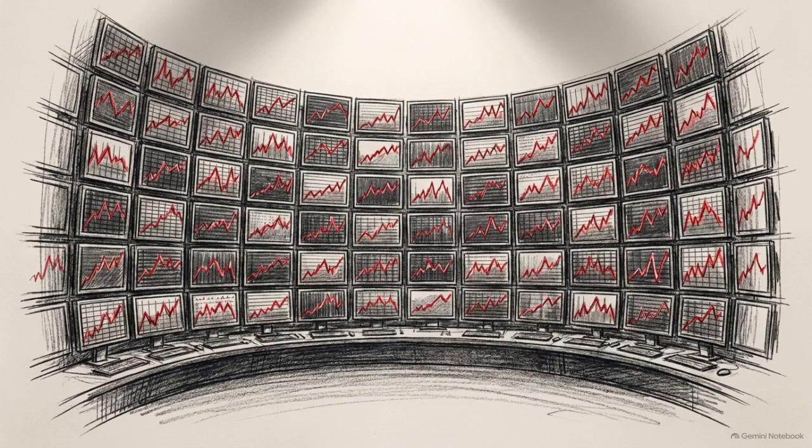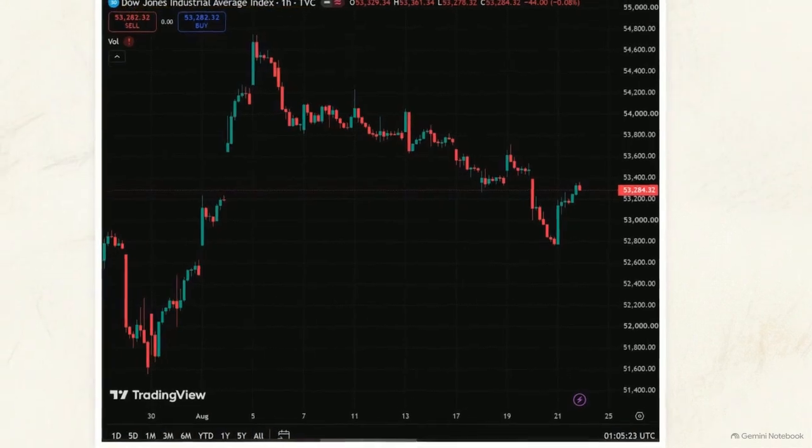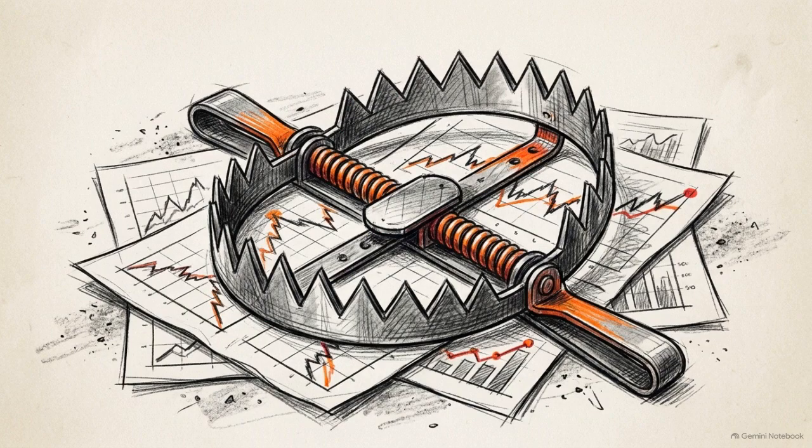To determine if this weakness is isolated or systemic across the indices, we cross-reference this data with the Dow Jones. This chart of the Dow Jones confirms a matching bearish trajectory. Notice the sustained downward price movement and the lower high bounce on the far right, which confirms a lack of broad buyer support. Looking only at these two technical charts would suggest an immediate short-selling opportunity.